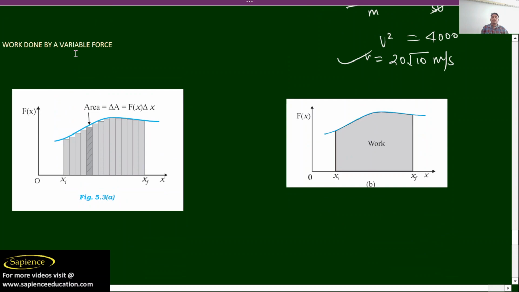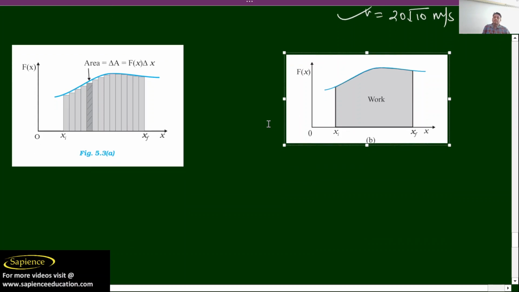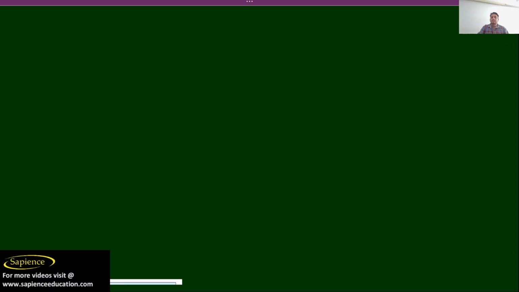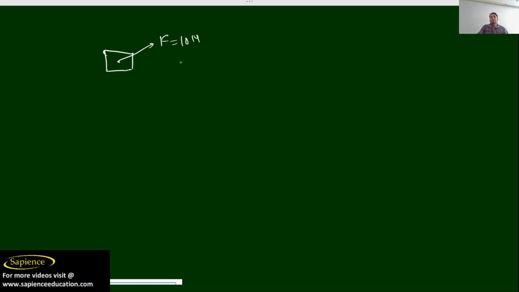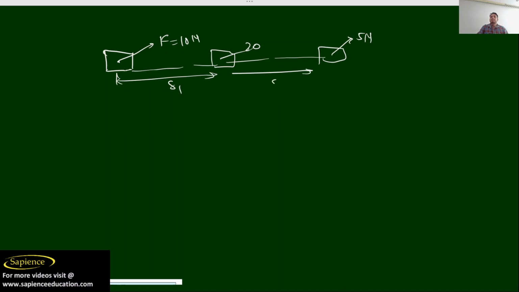Now we will do work done by a variable force. See, it is not always the case that force will be at a constant rate. For example, I will show with a demonstration. Let us consider an object is here, and the force applied to the object is 10 Newton, and after some time it increases to 20 Newton when its displacement is S1, and after some time it decreases to 5 Newton when its displacement is S2.